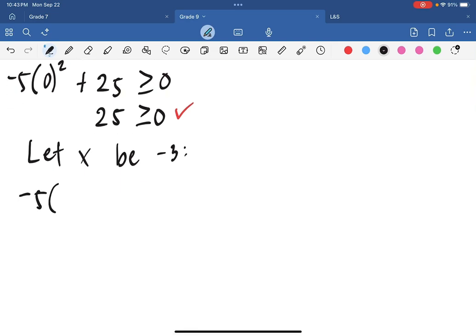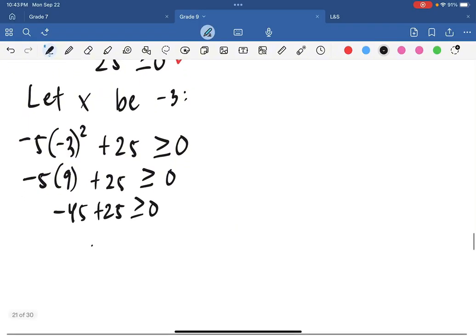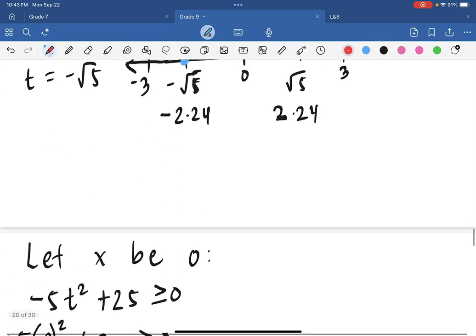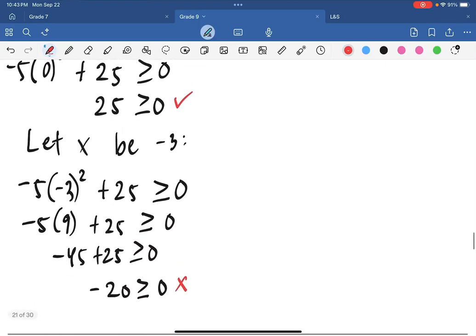So negative 5 times negative 3 squared plus 25 is greater than or equal to 0. So you have here negative 5 and then 9 plus 25 is greater than or equal to 0. Negative 5 times 9 is negative 45 plus 25 is greater than or equal to 0. Based on this, we have negative 20 greater than or equal to 0, which is wrong. So the numbers before negative square root of 5 do not satisfy the given inequality. But let's also check the other side.